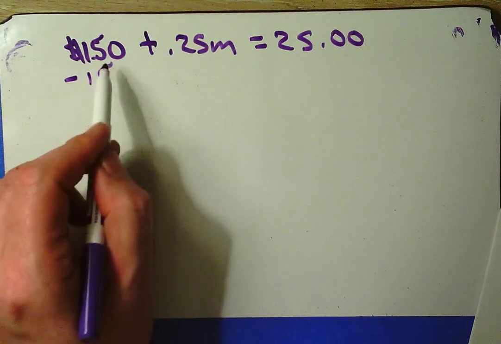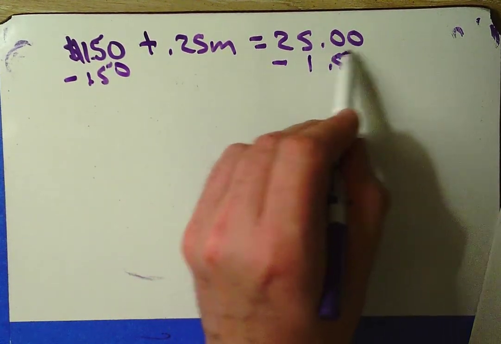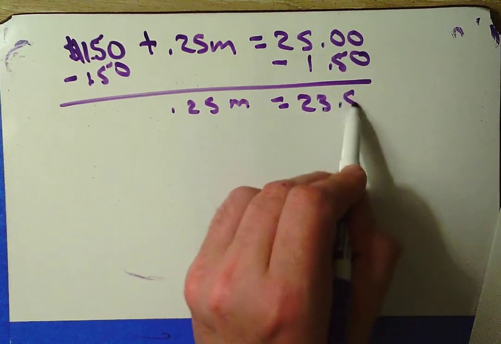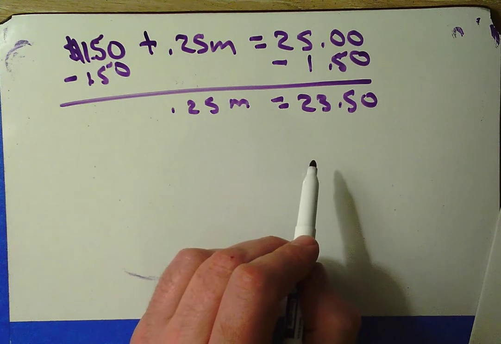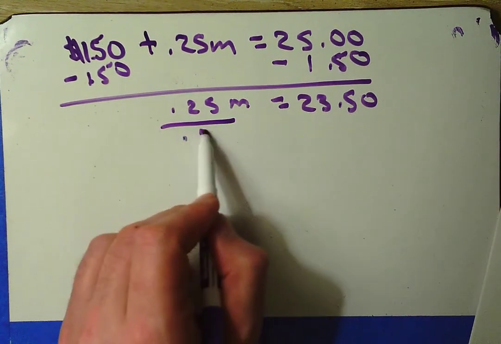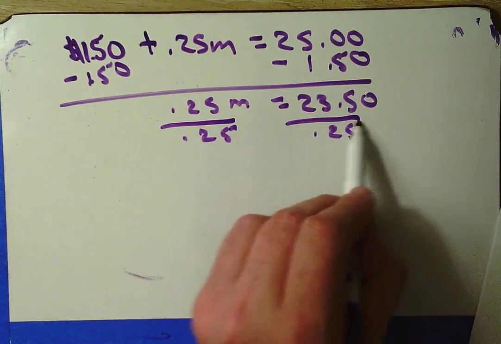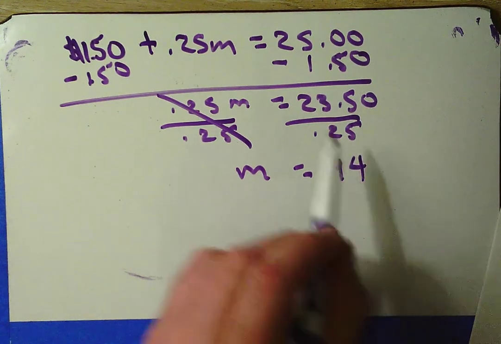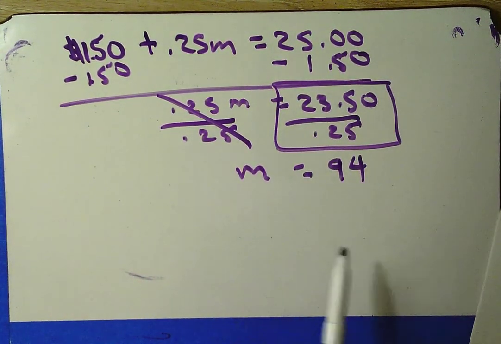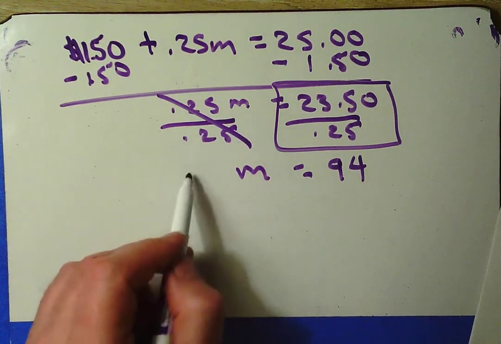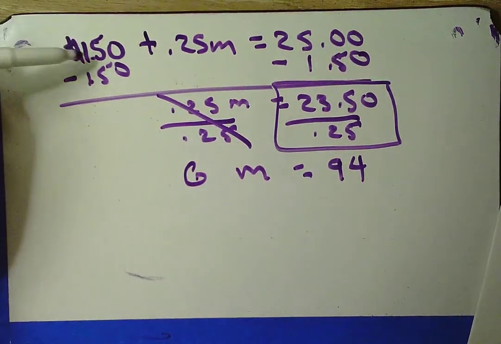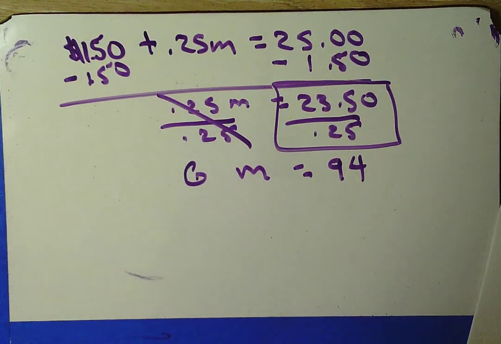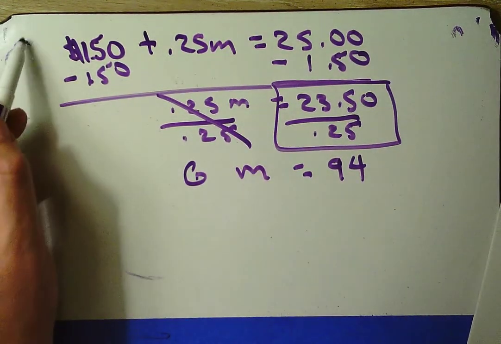Well, if we subtract $1.50 from both sides, I get 0.25m equals 23.50. And when I divide both sides by 0.25, m will equal 94. Remember, you will have a calculator on the ACT to do computation like that, and so I get choice G. Base cost plus variable cost times the number of miles was the total cost. Problem 20, that was 22.